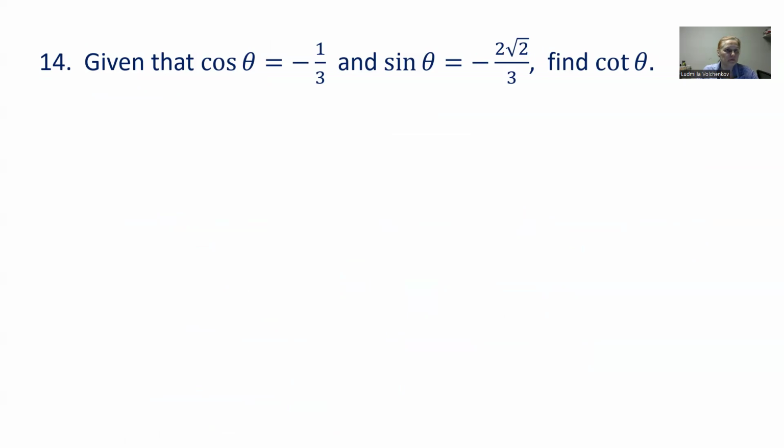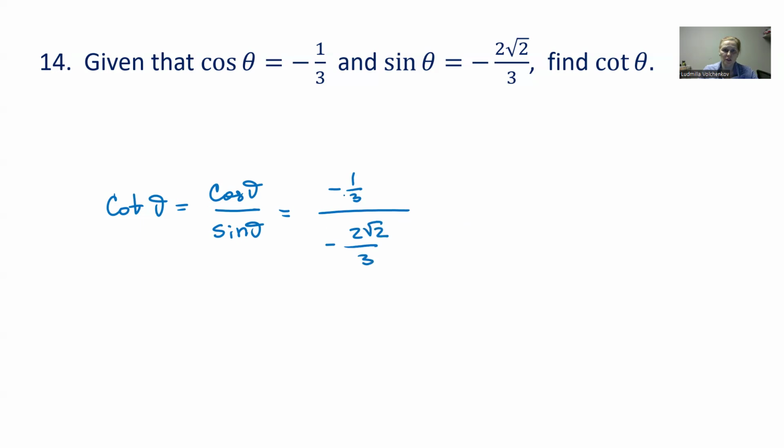And the last one, given the values of sine and cosine, find cotangent. Cotangent is cosine theta over sine theta. Let's divide them. 1 over 3 divided by -2 square root of 2 over 3. So we can cancel the negative sign. Negative over negative is positive, and we can cancel denominators.